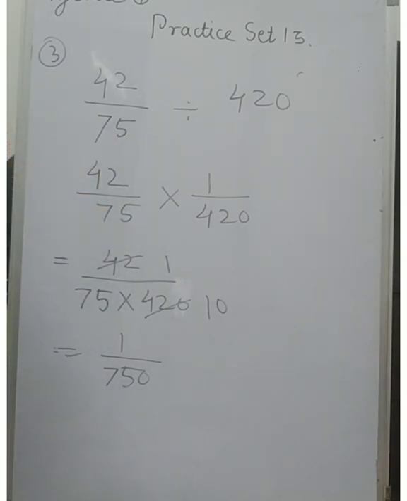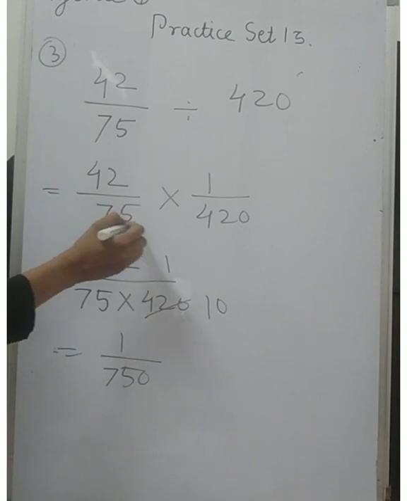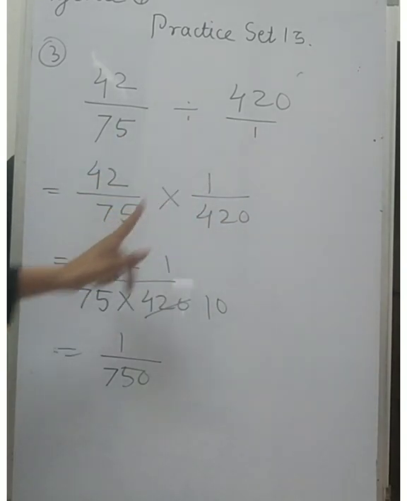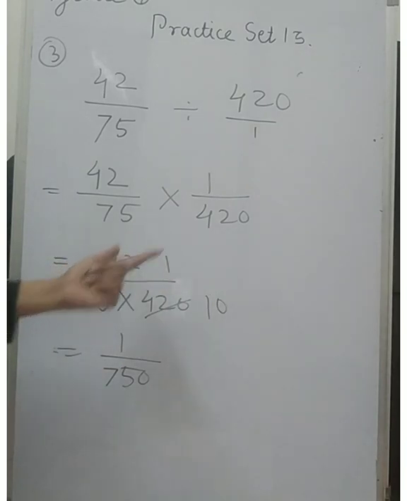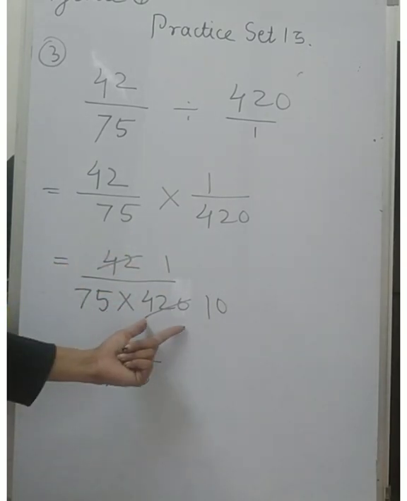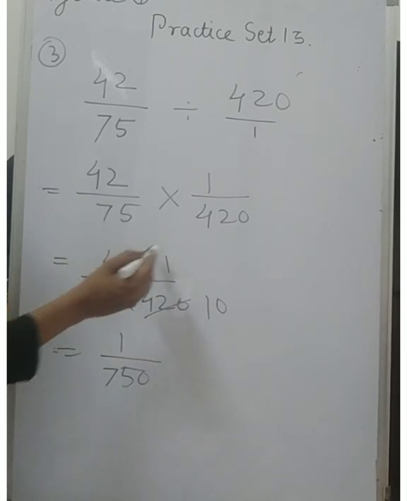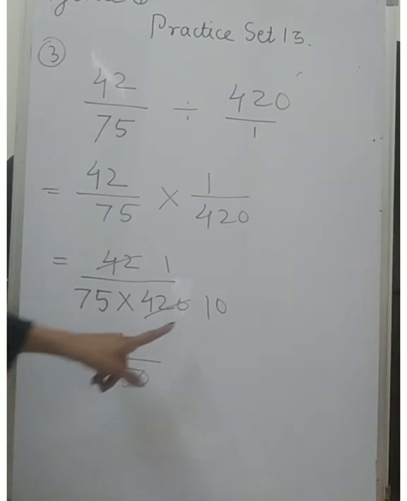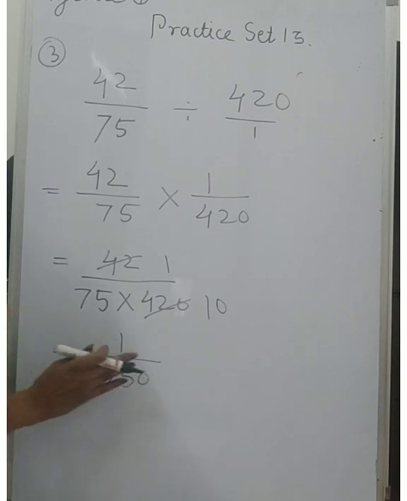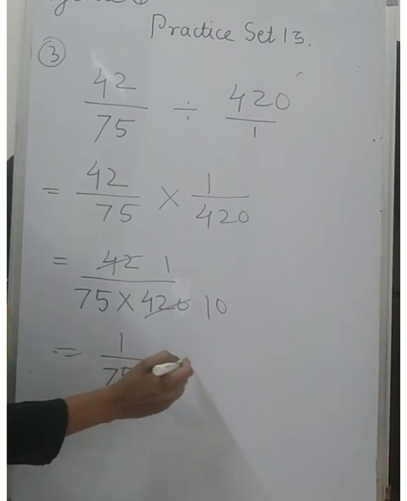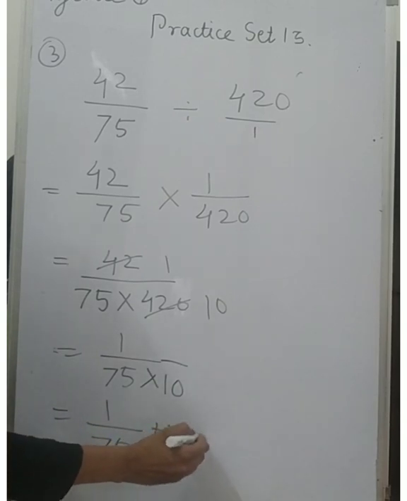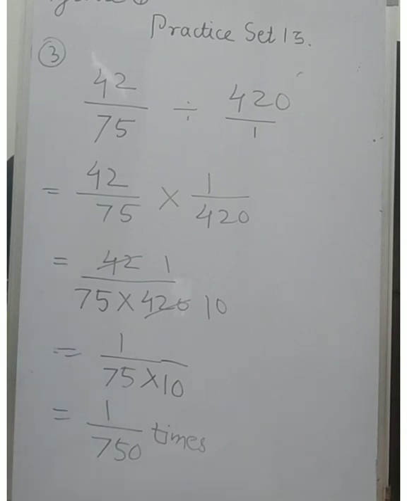Now if we divide it, we write it 42 upon 75 multiplied by inverse of this. Now what is its inverse? Its inverse will be 1 upon 42. So 42 ones are 42, and instead of multiplying these two numbers, I have just written 75 multiplied by 420. Now 42 ones are 42, and if you multiply 42 10 times, you will get answer 420. So I have written 10 below. So what is it? 75 multiplied by 10 here. That means 1 upon 750 part of the work was done by every student.